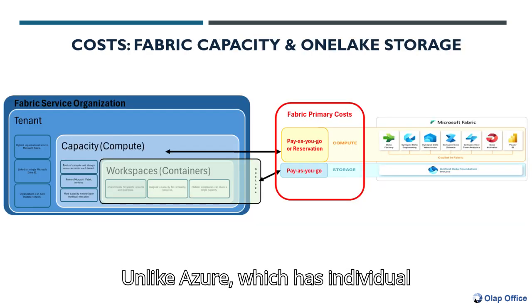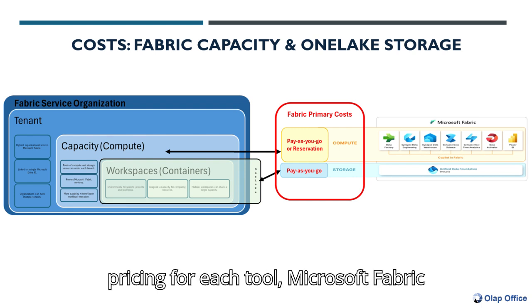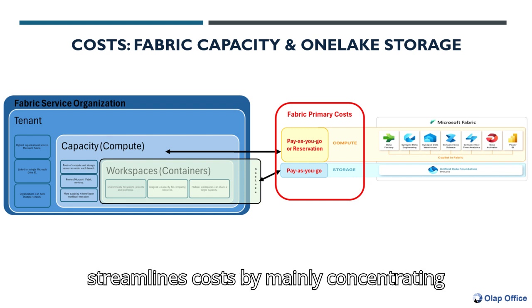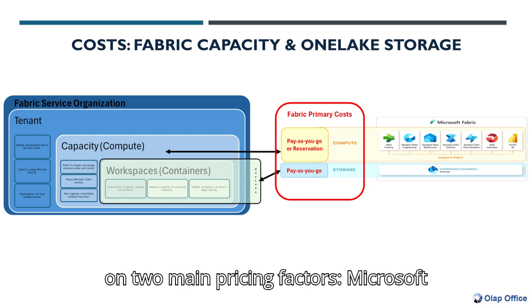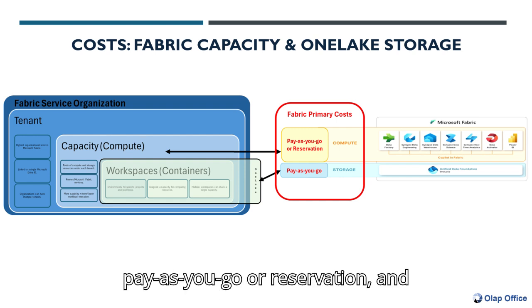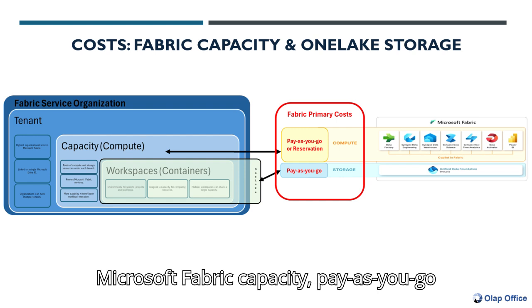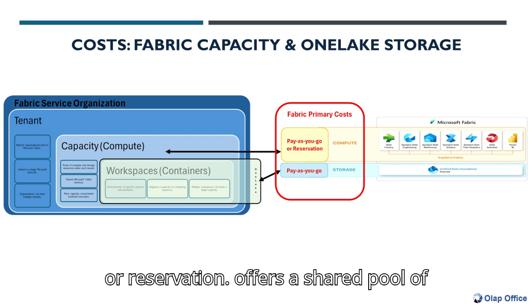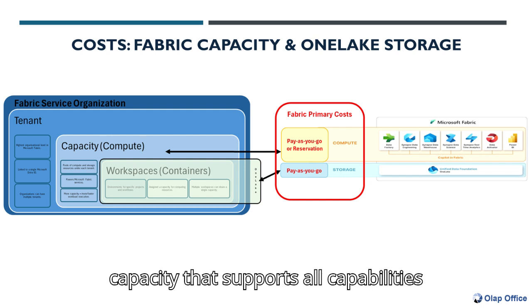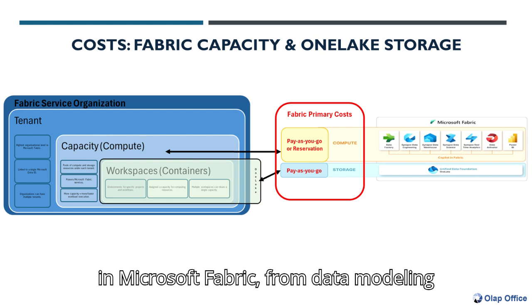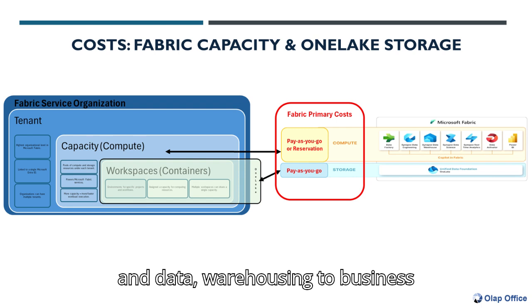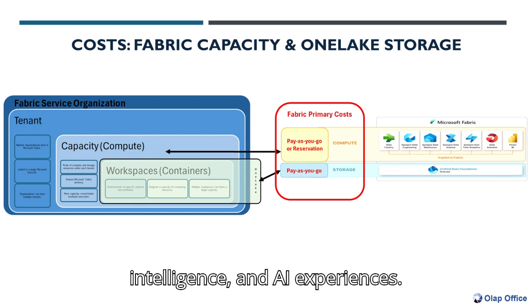Unlike Azure, which has individual pricing for each tool, Microsoft Fabric streamlines costs by mainly concentrating on two main pricing factors: Microsoft Fabric Capacity, which is either pay-as-you-go or reservation, and OneLake Storage, which is pay-as-you-go. Microsoft Fabric Capacity, pay-as-you-go or reservation, offers a shared pool of capacity that supports all capabilities in Microsoft Fabric, from data modeling and data warehousing to business intelligence and AI experiences.